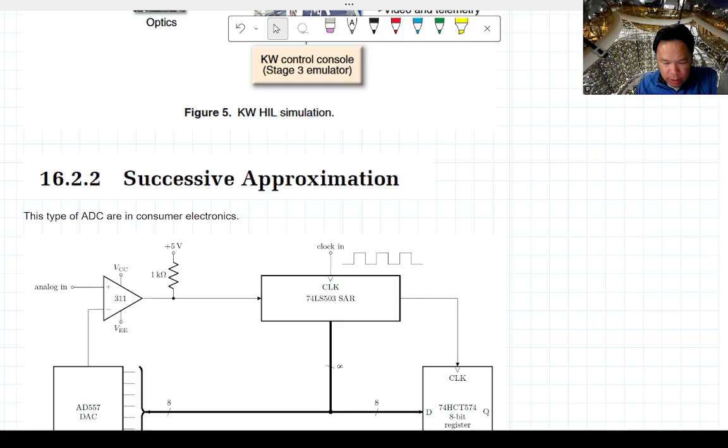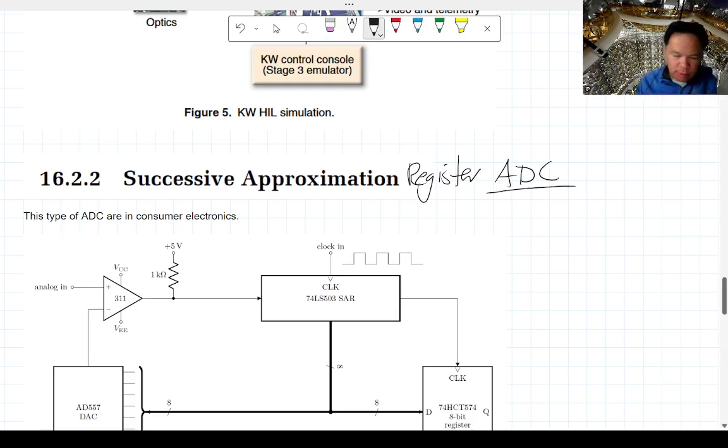Obviously, my microphone here and my cell phone all cost less than $10,000. So how do we do analog to digital conversion without paying that price? This is where you're doing successive approximation register, SAR ADC. Okay, this is typically what you see in consumer electronics.